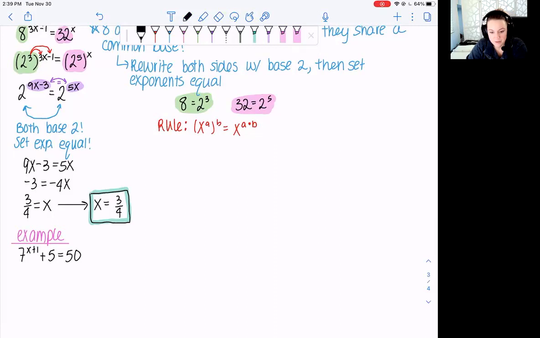Okay. So we have 7 raised to the x plus 1 plus 5 is equal to 50. I was actually going to do a different problem here, which is fine. I don't need to, but I'm going to add something in here real quick. Give me a sec. I have to decide what I'm going to do. So you don't have to rewrite the whole problem. That'll be fine, right?